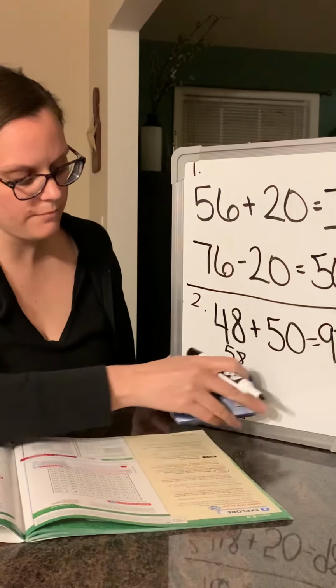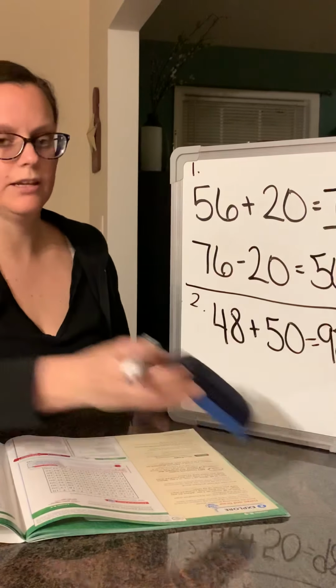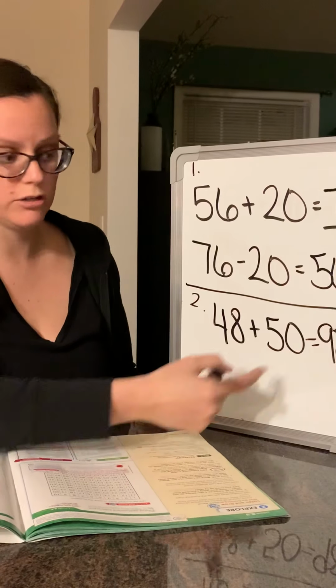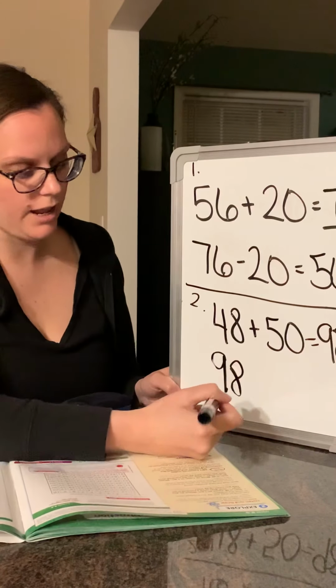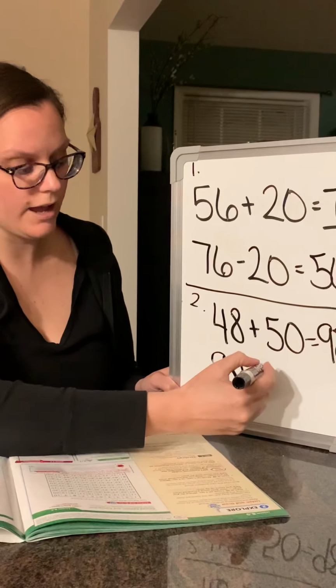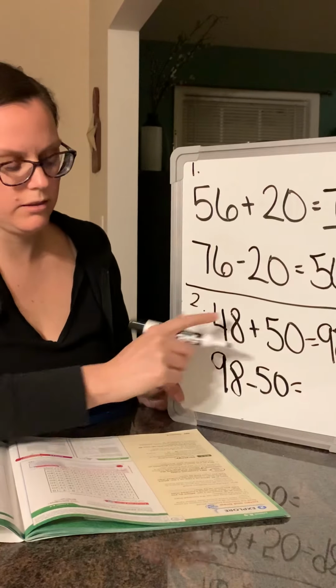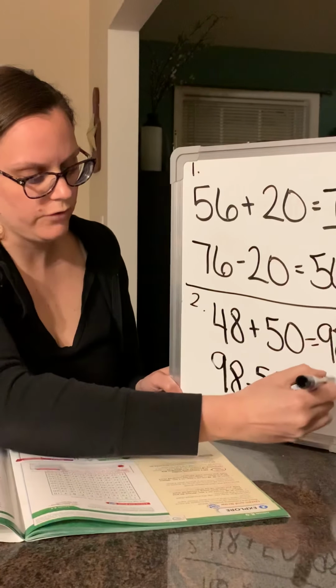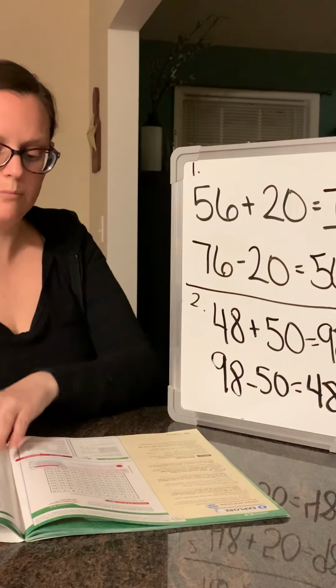That is my sum. And you guessed it, we're going to find the related fact, which is the subtraction. We're going to take it away. We're going to do the opposite. So we're going to start with 98, and now we're going to subtract 50. And that should just leave us with the first number, 48. So that is really lesson 8.9.